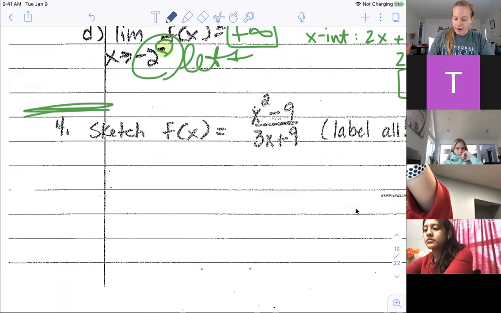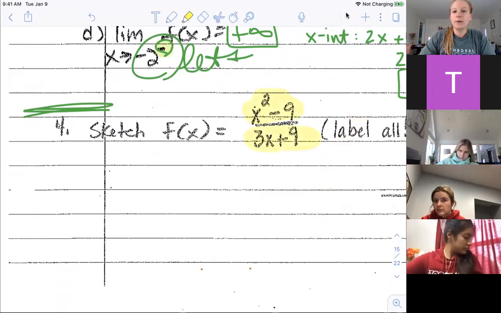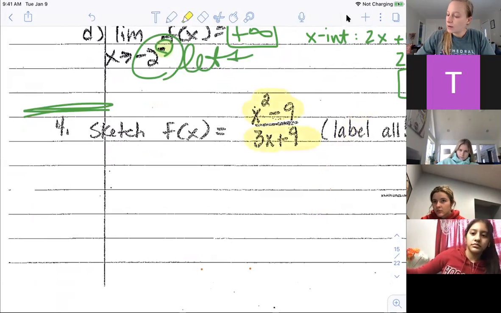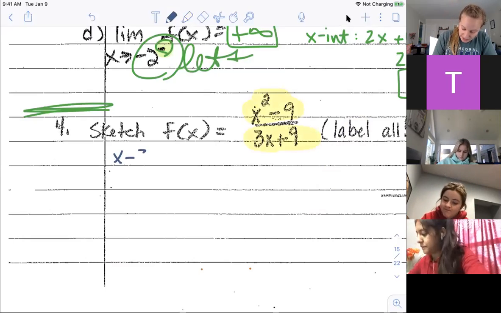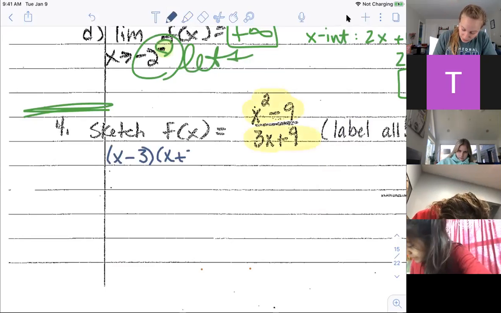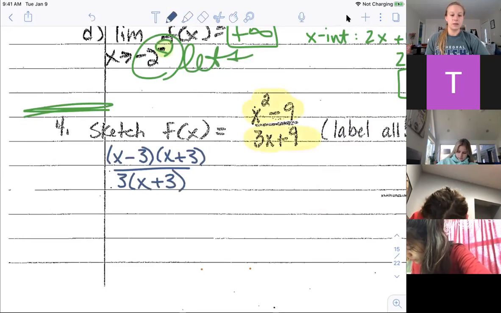I've got x squared minus 9 over 3x plus 9, okay? When we have multiple pieces where it's not just like x plus something else, we want to factor it first, if we can get it in factored form before I do anything else. So let's factor this. x squared minus 9 is the same as x minus 3 and x plus 3. And then 3x plus 9 is going to be 3 times x plus 3.